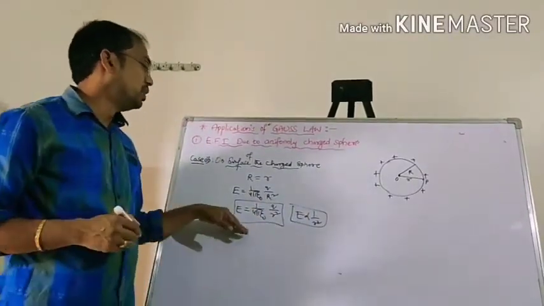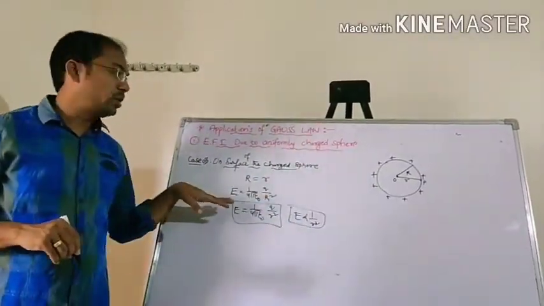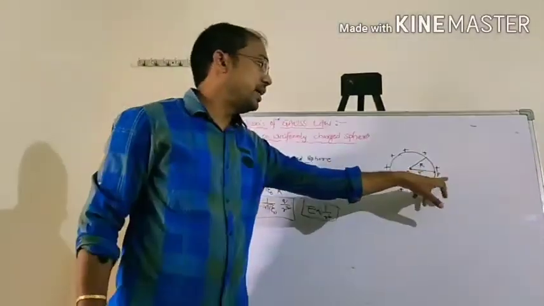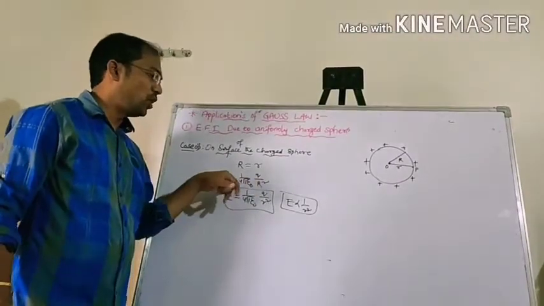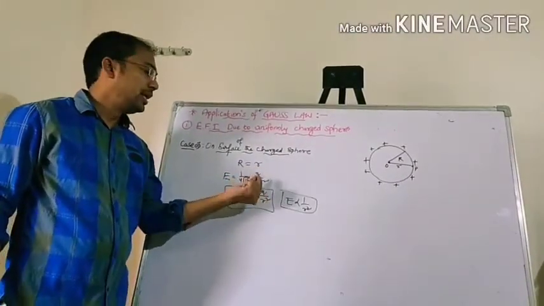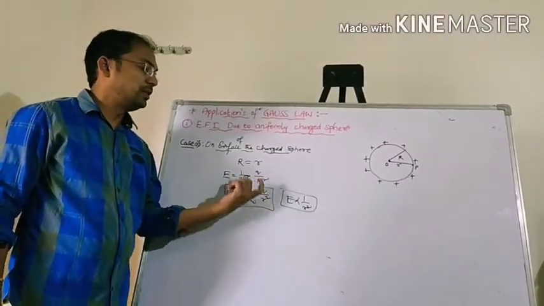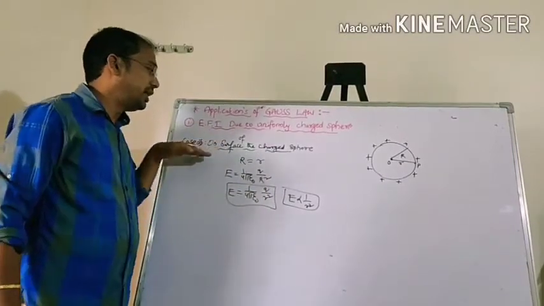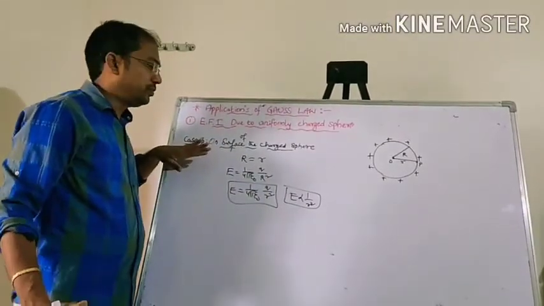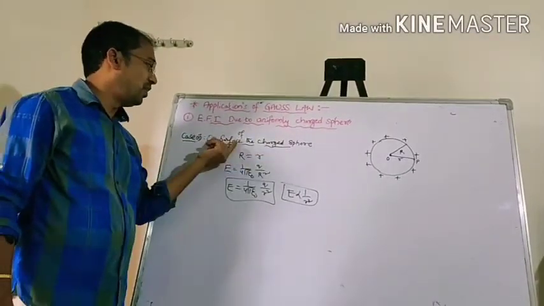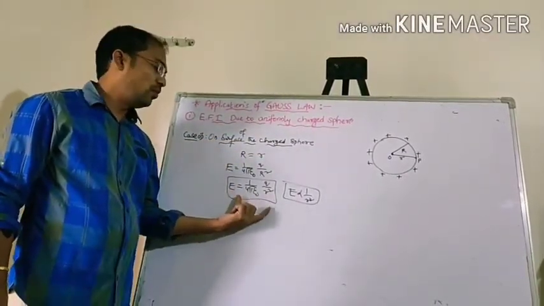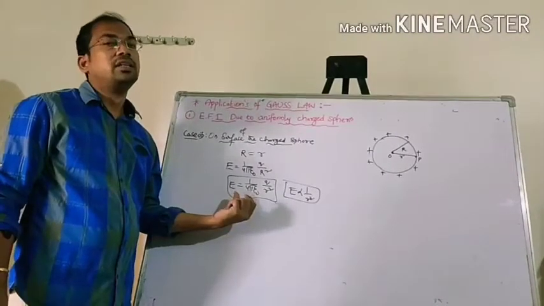It is very simple. In the second case, on the surface, small r is equal to capital R. Since we already know E equals 1 by 4 pi epsilon naught q by r square, substituting small r in place of capital R, we get the second case. That is, on the surface of the charged sphere the electric field intensity will be E equal to 1 by 4 pi epsilon naught q by r square.